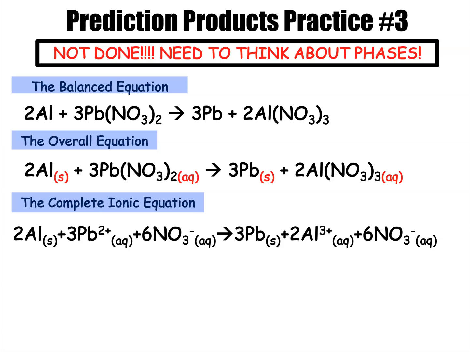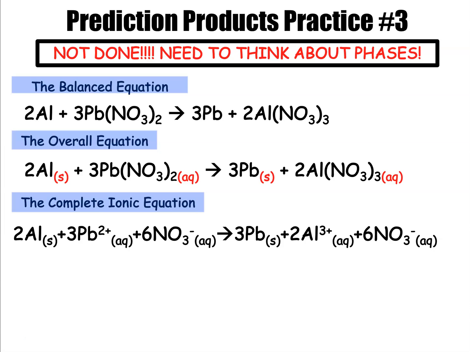Only, always aqueous. Now, looking at my complete ionic equation, I have to get rid of these things called spectator ions. Think about when you go to a sporting event. You are the spectator. You are watching. If you are watching the sporting event, do you have any direct influence over the outcome of the event? No, you don't.